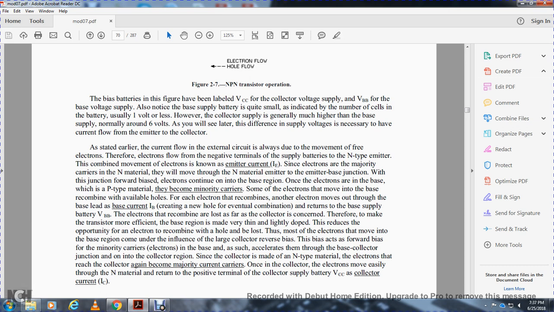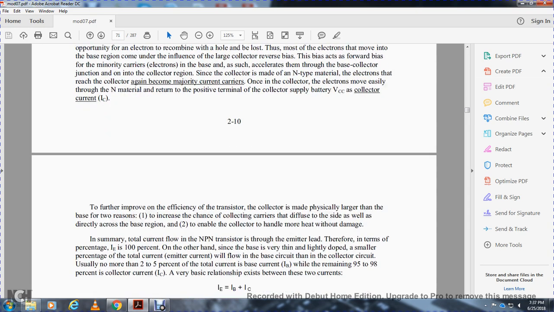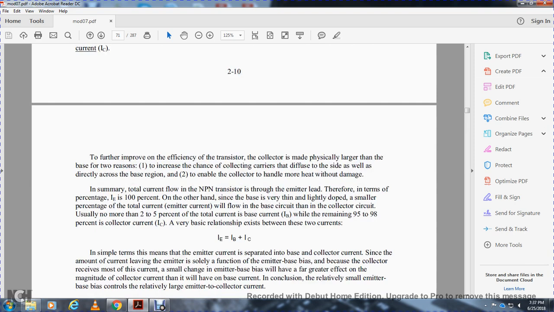Since the collector is made of negative-type material, the electrons again become majority carriers. Once in the collector, electrons move easily through the negative material and return to the positive terminal of the collector supply battery, VCC, as the collector current, IC. To further improve the efficiency of the transistor, the collector is made physically larger than the base, to increase the chance of collecting carriers diffusing to the side as well as directly across the base region, and to enable the collector to handle more heat without damage.